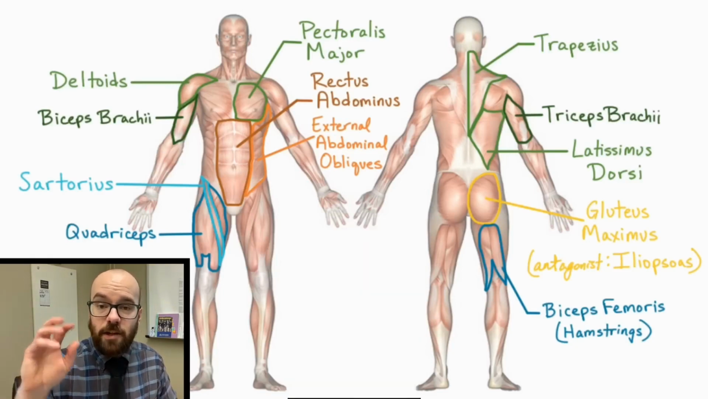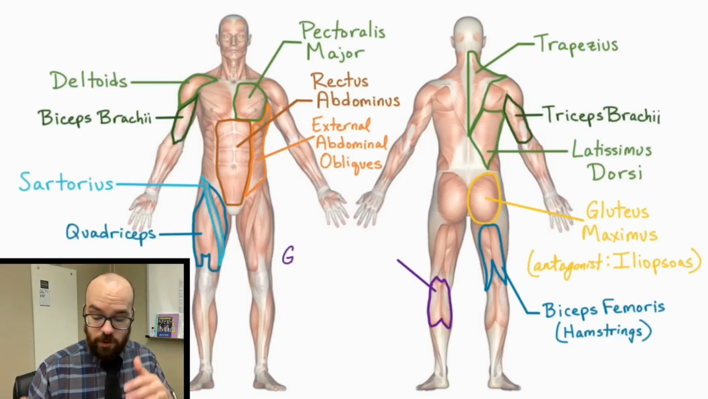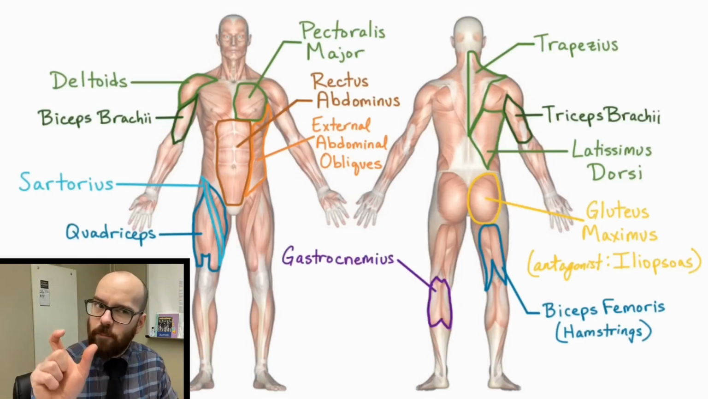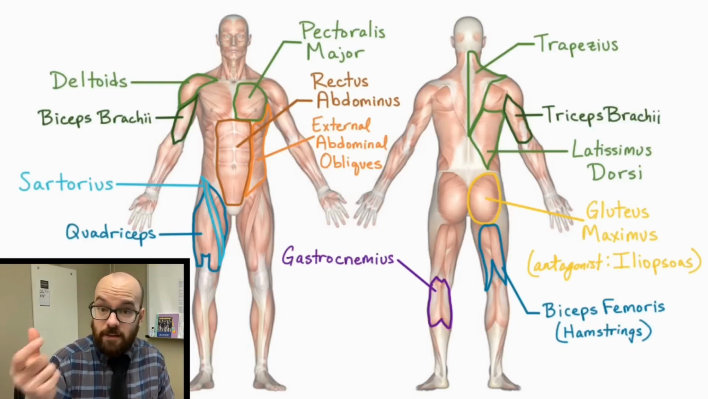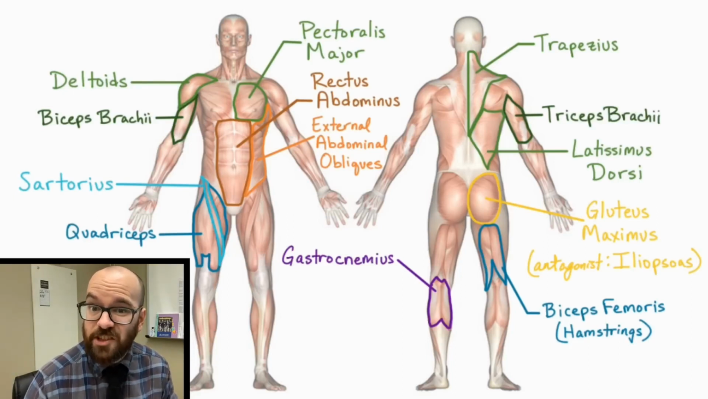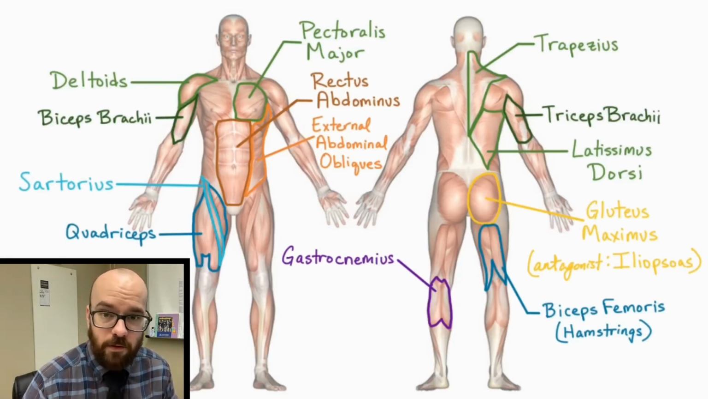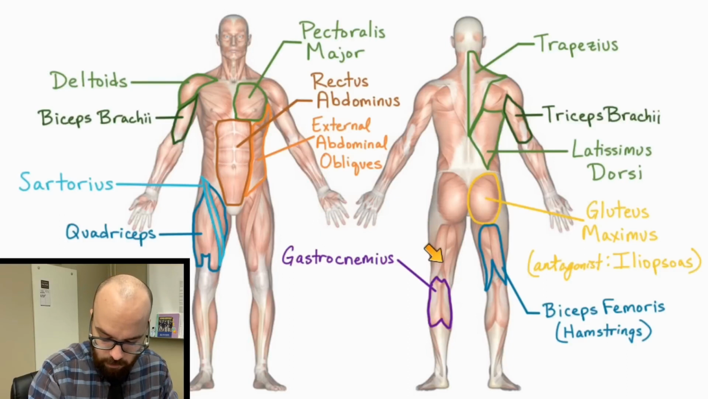Last but not least, let's take a look at two muscles that control the ankle joint. The first one is the gastrocnemius, and that prefix gastro means stomach, and it has nothing to do with your stomach except for the fact that whoever discovered this muscle said, hey, this looks kind of like the shape of the stomach, and now we'll call it gastrocnemius forever.